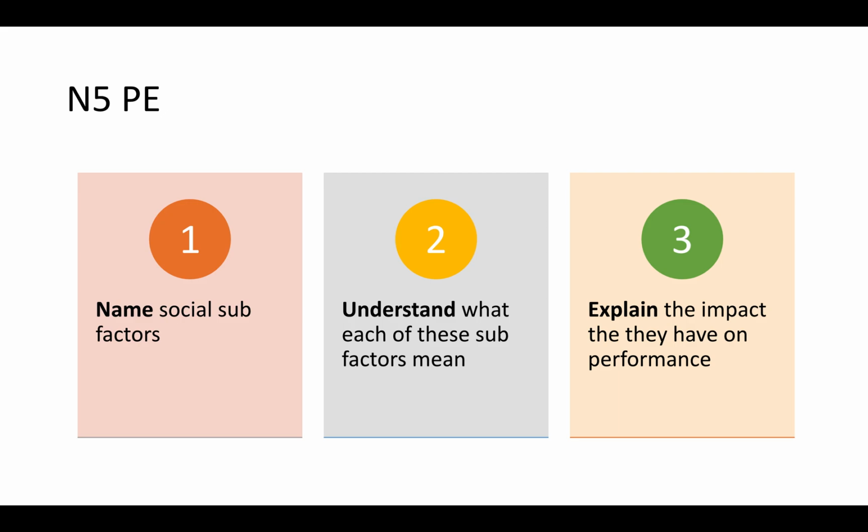At National 5 PE you need to be able to name different social subfactors, you need to understand what each of these subfactors mean, and lastly you need to explain the impact they have on performance. This impact can be positive or it can be negative, and because we're talking about the social factor, you're going to mention the impact that this has on your team or your partner.